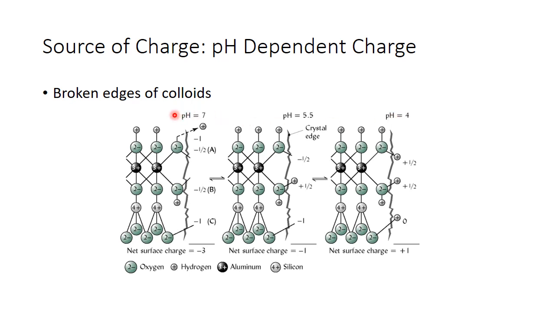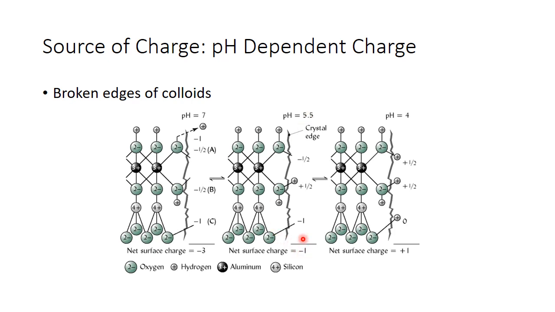At a neutral pH, at the edges, we have some oxygens that don't have all their charges offset by another silicon or another aluminum. And so at the very edge, we get charge in this kaolinite. We end up with a -3 charge, and that's at pH 7. If we look at pH 5.5, then we end up with a -1 charge.